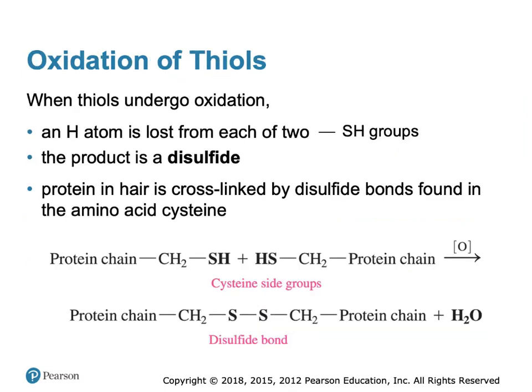Now we're going to look at a thiol. A thiol, if you remember, is an SH group. Thiols can undergo oxidation. The hydrogen atom is lost from each of the two sulfhydryl groups. The product is going to be a disulfide.